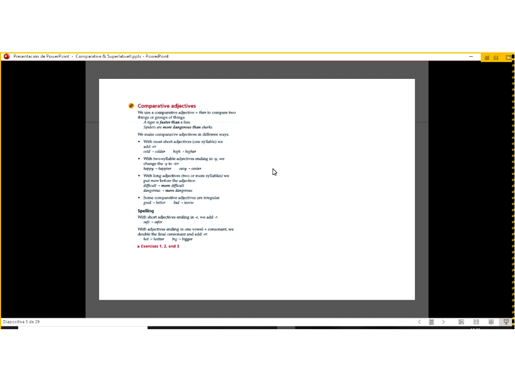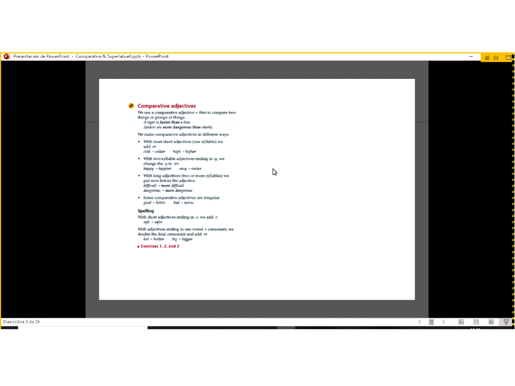With long adjectives, 2 or more syllables, we put more before the adjective. Remember, this is a long word. Difficult. It has 3 syllables. Difficult. Dangerous. In that case, we have to add more. More difficult than, more dangerous than. Some comparative adjectives are irregular. Do you remember? For example, good changed to better. Bad changed to worse.